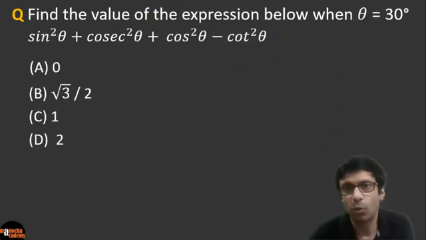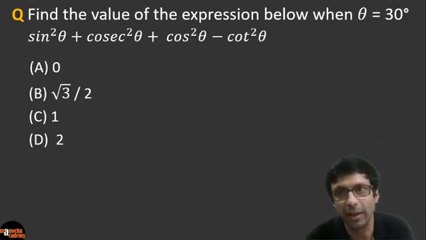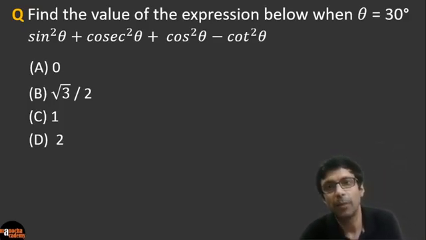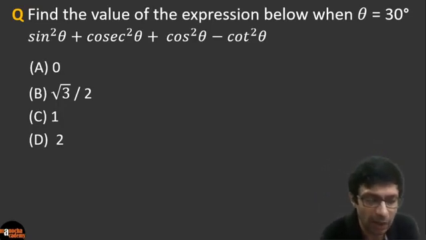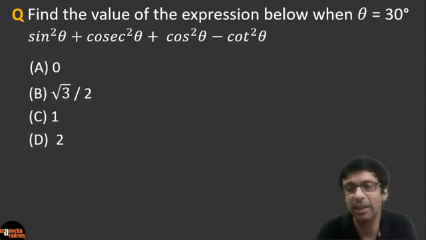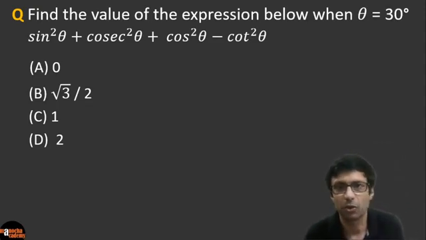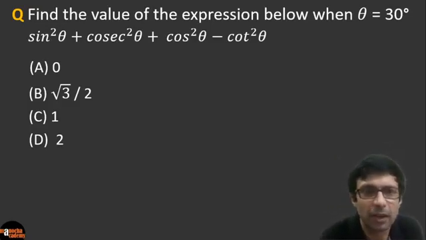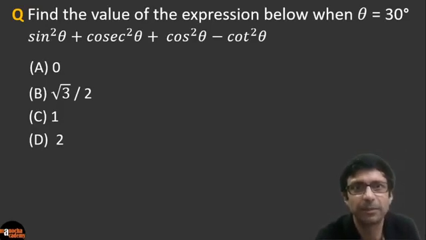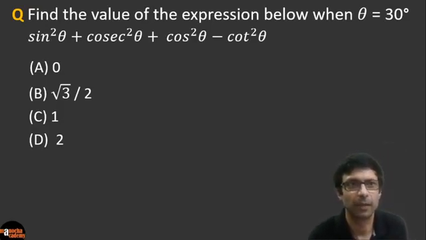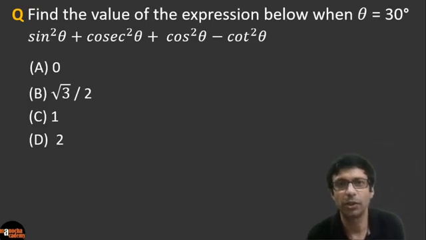Okay, so guys, do you want to try this question? Find the value of the expression below when theta is 30 degree, right? So sine square theta plus cosec square theta plus cos square theta minus cot square theta. So how do we find this when it's given to us that angle theta is 30 degree? So guys, go ahead and try this question. How will you solve this, guys? Come on, I want all of you to try this question here. So how will you solve this question?